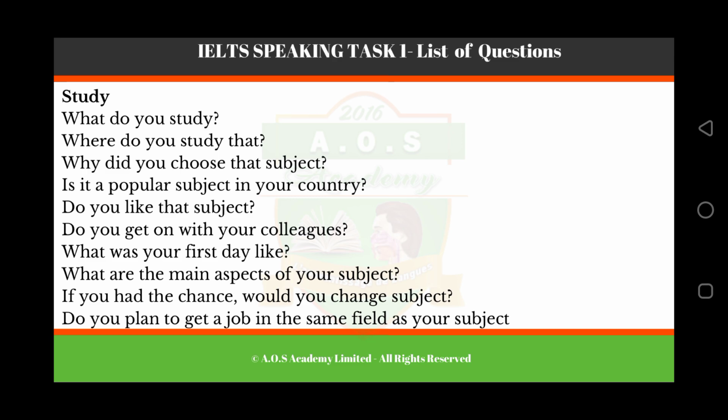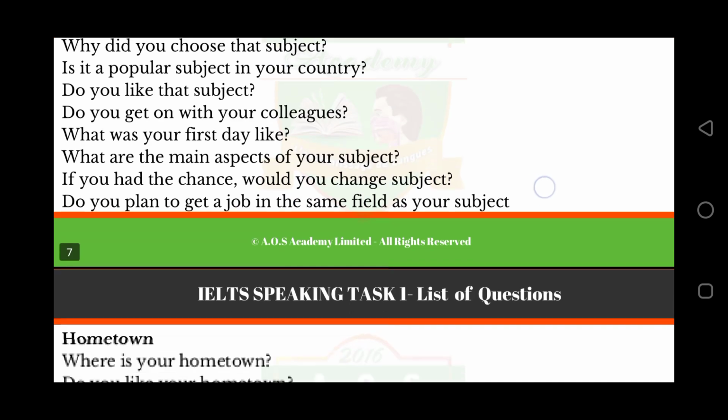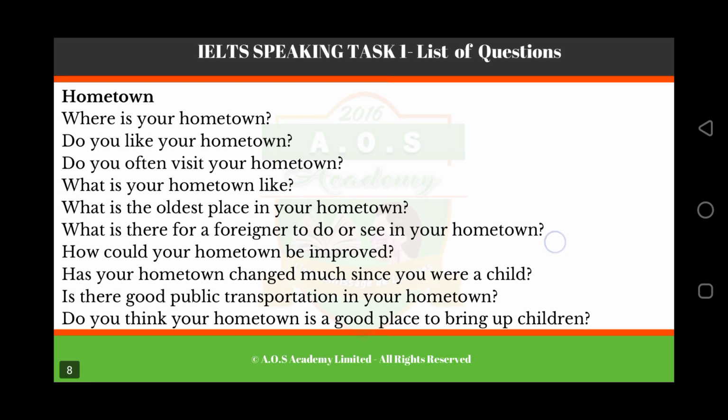So that's it. IELTS is not a rigid exam. So you just need to relax and feel comfortable if you want to answer this IELTS task one very well and very correctly. Now, these are some other questions, a list of questions.